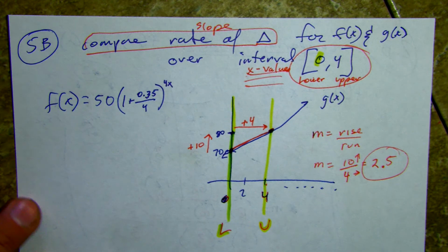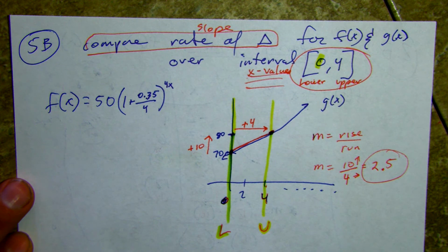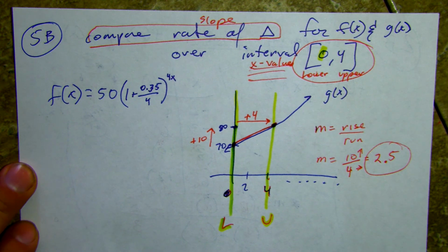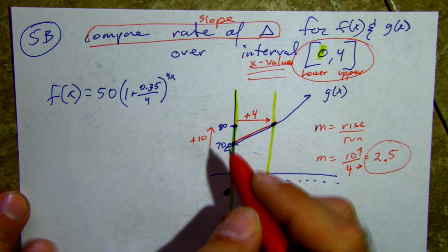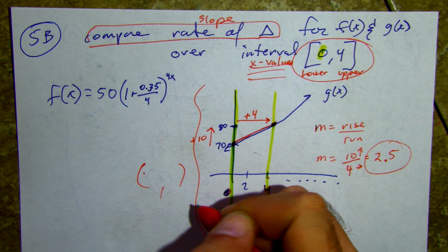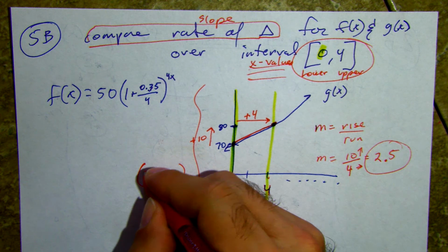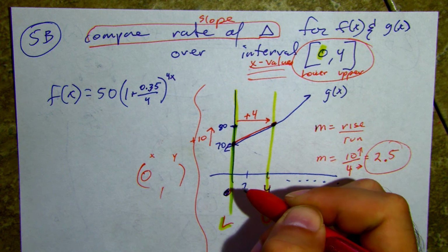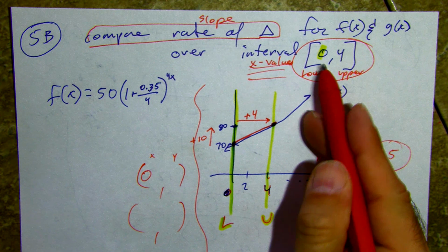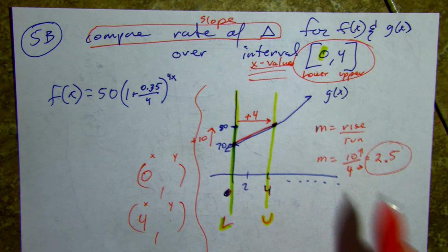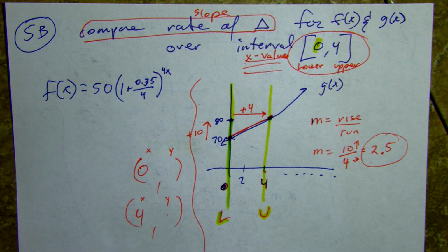Now let's look over here, because over here we just have a function. What I know from this function is that if I find the y value that works with our lower x, and then find the y value when x is 4 for our upper limit, I can plug into the slope formula and find the slope. That's going to be our approach.